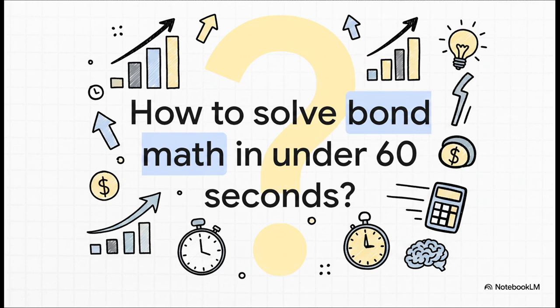So let's just dive right into the big question. How do you actually solve complex bond math in under 60 seconds? Because let's be honest, successfully navigating these exams depends entirely on calculating prices and yields with ruthless efficiency. You do not have 10 minutes to noodle over a single problem. You have about 1 minute. We are going to look at the exact hacks that'll get you to the right answer fast.